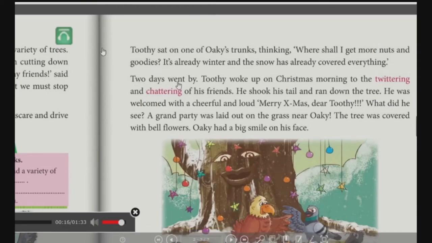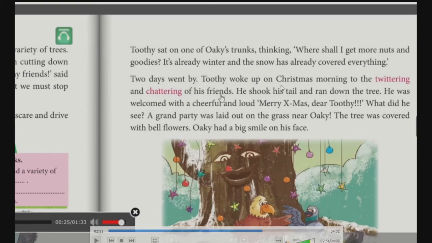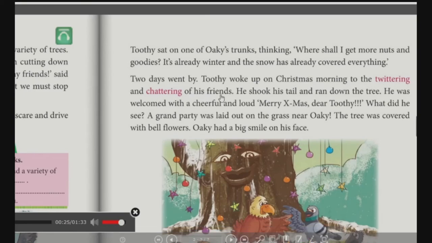2 days went by. Toothy woke up on Christmas morning to the twittering and chattering of his friends. As we read earlier, just 2 days were left for Christmas, and after 2 days, Toothy woke up on Christmas morning to the twittering and chattering. I told you the meaning of chattering already. Twittering means the sound that birds make.